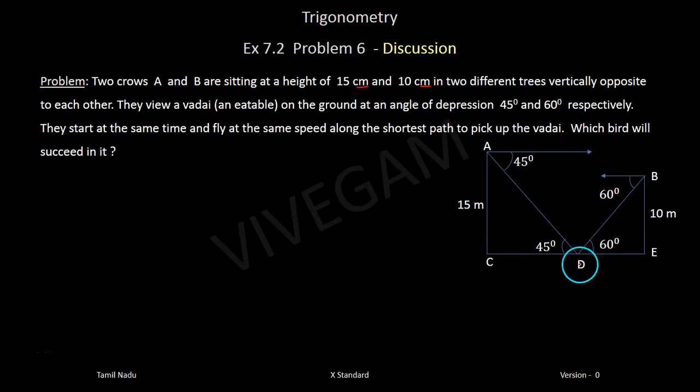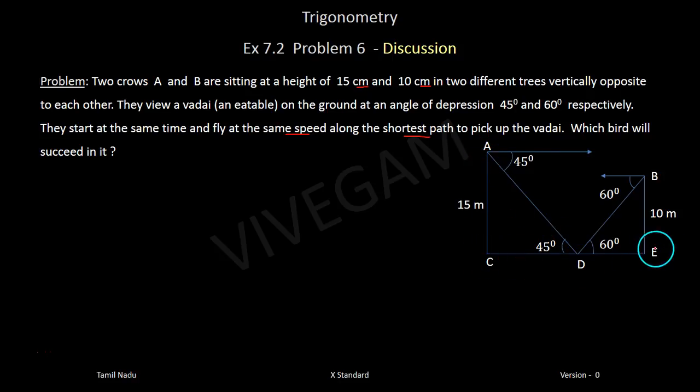So very simple, how do you draw? First draw a ground level and put a point here, that is the vadai's position. Then draw these two trees. So there is one crow sitting here, another crow sitting here. Now it has to fly and pick up this vadai. Similarly this has to fly, and they say it is the shortest distance, and they both fly at the same speed. The shortest distance between 2 points is the straight line. So instead of telling that it comes down along a straight line BD, they say it's a shortest distance. So B to D join. Similarly A to D join.